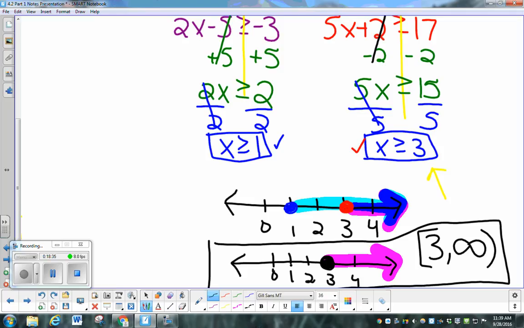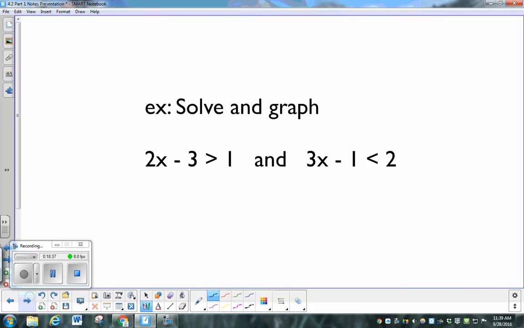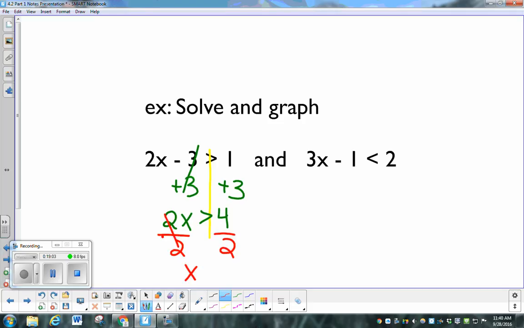All right, one more. I know these are long. I'm sorry. This is the last thing. Here's another weird one. Okay, so we've got two problems here. I'm going to solve these as usual. So my first one, I'm going to add 3 to each side. I'm left with 2x is greater than 4. We can divide by 2 on each side, and we're left with x is greater than 2. There's one of my sets of conditions. X has to be bigger than 2.